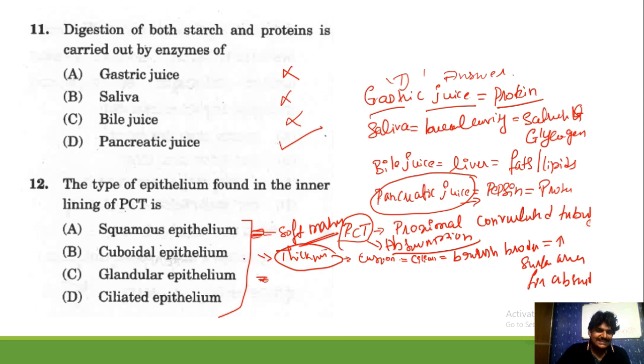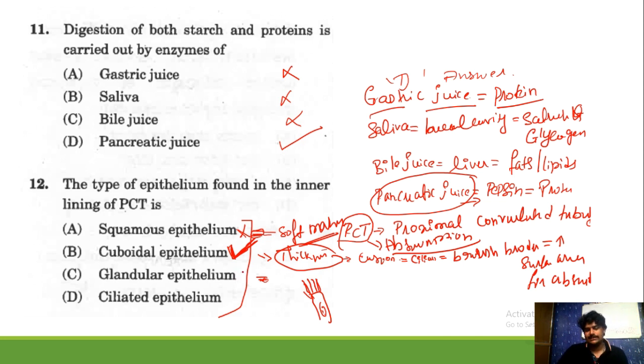So this is the right answer for this question, because here we need more surface area for absorption, which is given by the cuboidal epithelium, because of the cilia present over it. So then, what is the function of the others? Let's discuss two of them also.